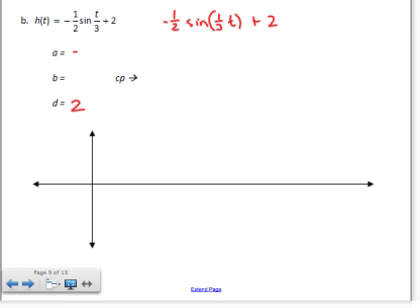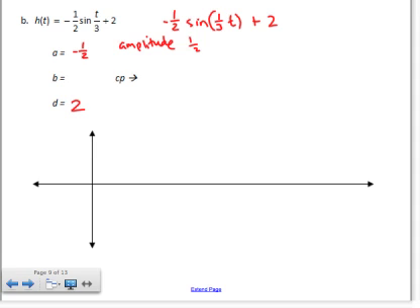My A is -1/2. What does that make the amplitude? That makes the amplitude 1/2, because the amplitude is the absolute value of the coefficient. And the amplitude is a distance. Good. So the negative means it's just going to flip it across the x-axis.